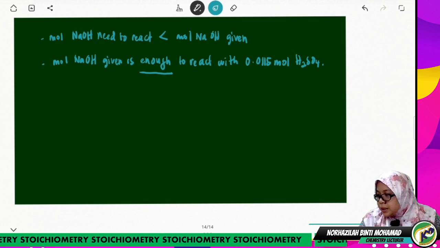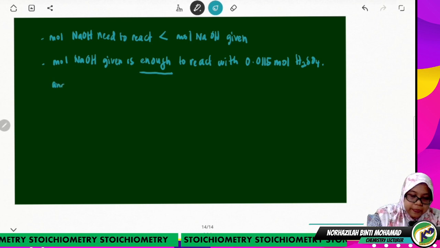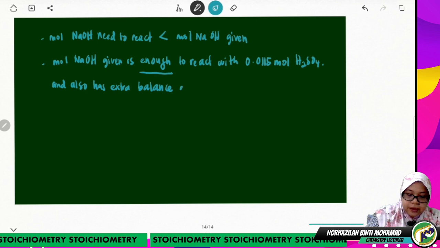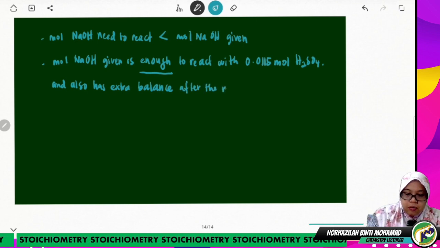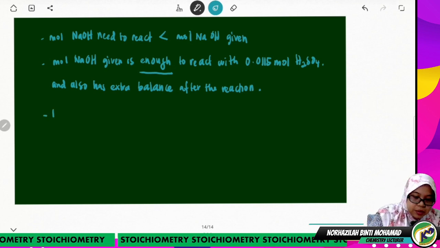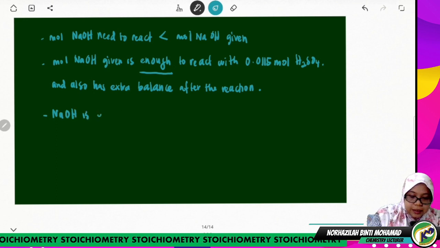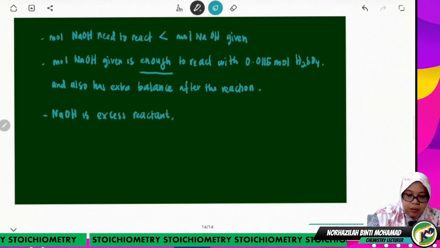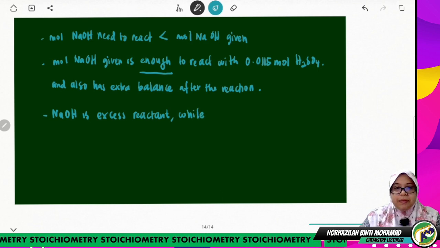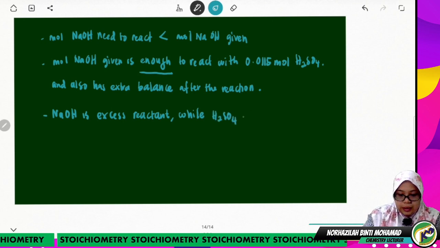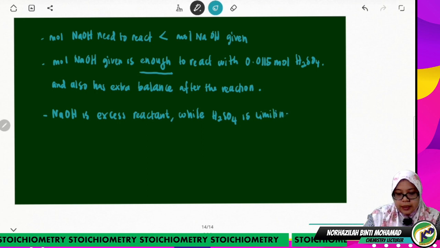The balance is, okay, and also has extra balance. Okay, ada balance after the reaction complete. So bila ada balance, ada lebih lah kan. So bila ada lebih, maksudnya sodium hydroxide is excess reactant sebab ada lebih. Okay, while soalan tanya siapa limiting reactant? While the other reactant, which is H2SO4, is limiting reactant.